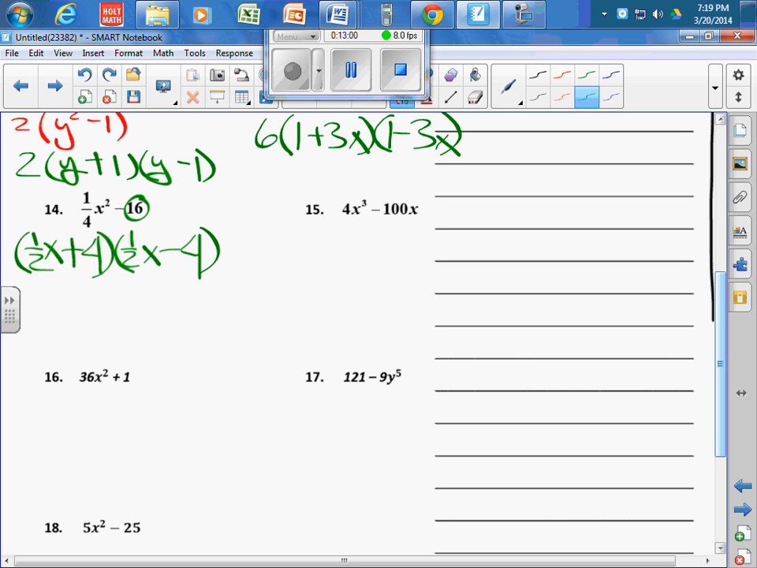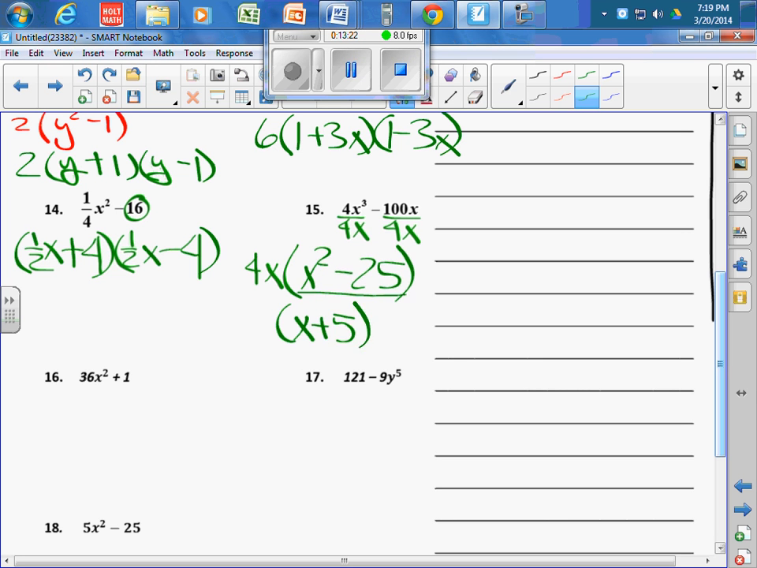In number 15, what's the GCF? There's a 4 in common. There's also an x in common. We've got to take out all the GCF. So we're going to have 4x times a quantity. Well, the 4's cancel. X to the third over x is x squared, minus 100 divided by 4 is 25. X's cancel. This is the difference of 2 squares. We go x plus 5 and x minus 5. Bring down the 4x, and you're done.